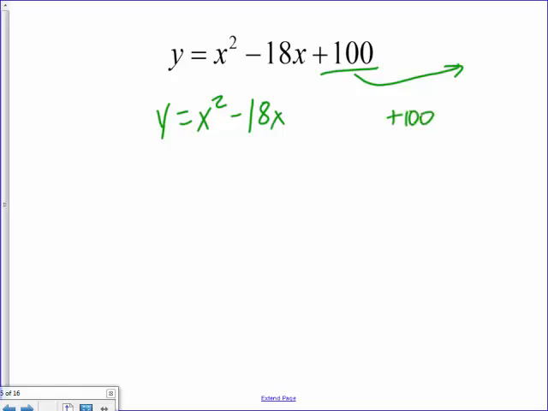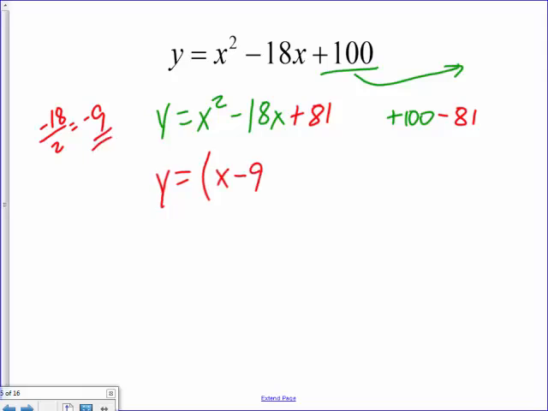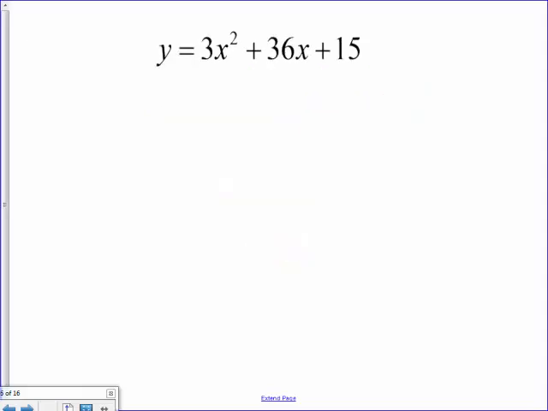How would I complete this square? Well, I take half of b, so half of negative 18, which is negative 9, and I square it for 81, which means I have to subtract 81 from this 100. And what is my factored form? Well, x, remember, minus 9 squared, and then 100 minus 81 would give us plus 19. So my vertex would be 9, 19.